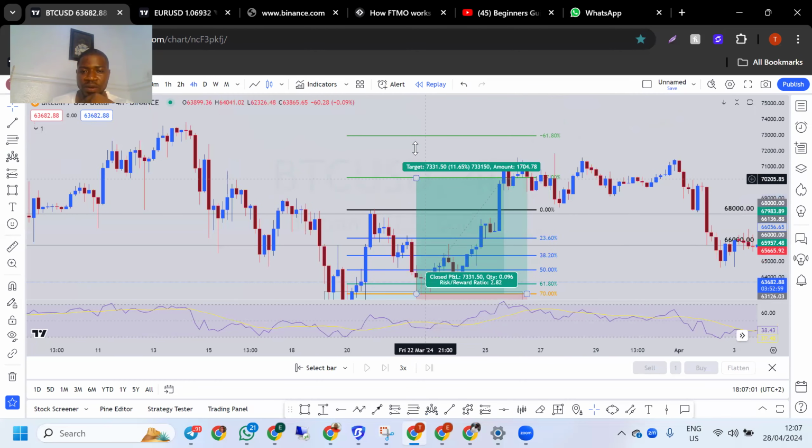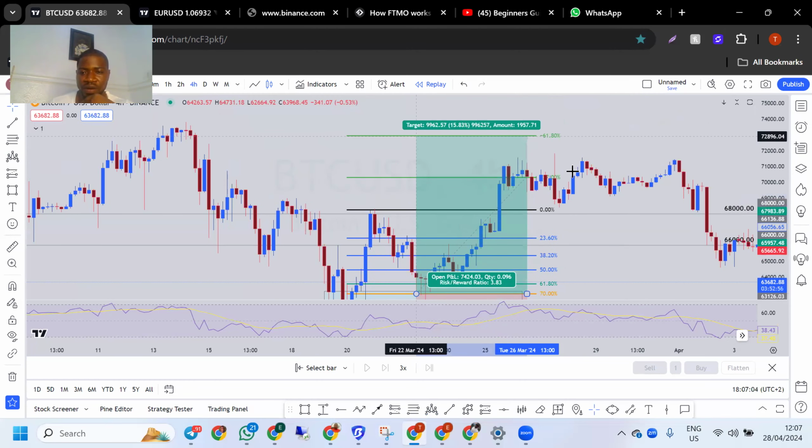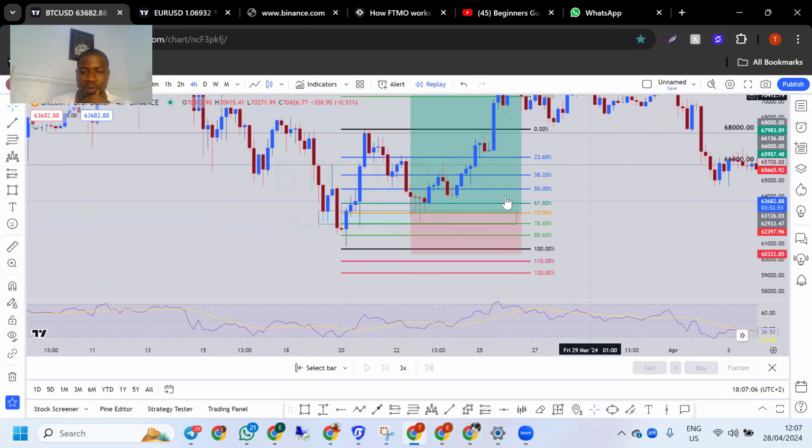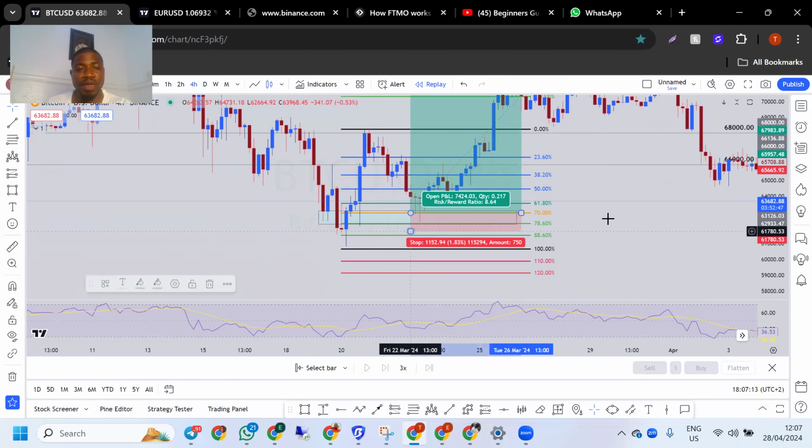So this one didn't hit our take profit. Our take profit should be here, which will give us 1:3.8. Your stop loss should be down here. Okay, but you can put your stop loss below this. It's important to wait first because you are a reactive trader.